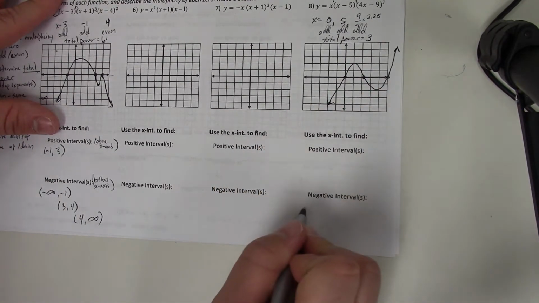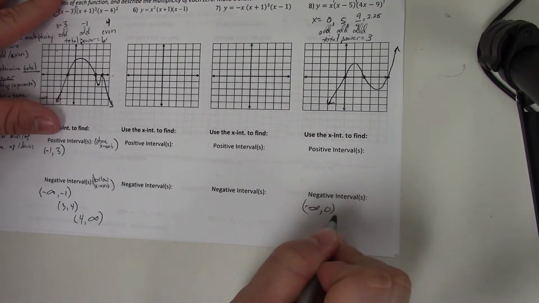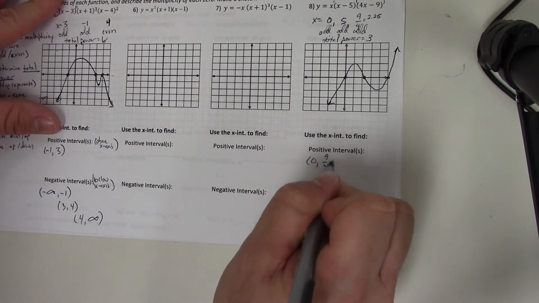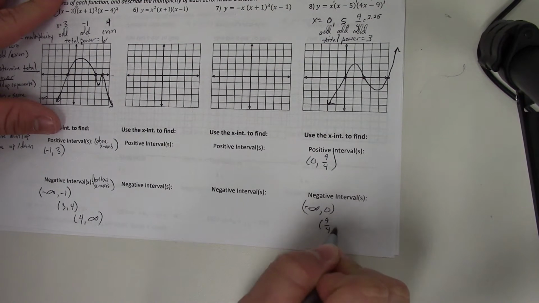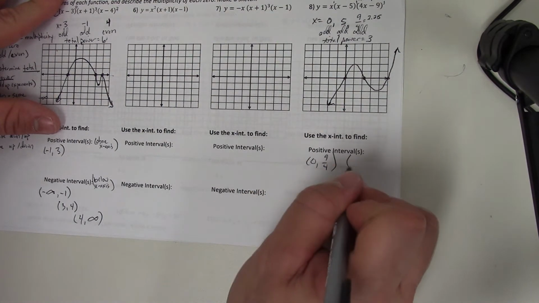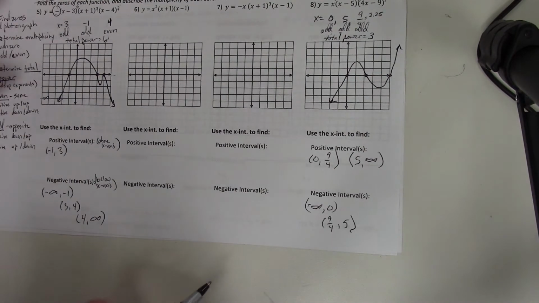Looking similarly at number 8, this should start to get a little bit more routine. From negative infinity to my first zero, which is at 0, it's negative. Then it's positive from 0 to 9/4, or if you actually wrote 2.25, that's not wrong. Then from 9/4 till I get to 5, it's in the negative realm again because it's below the line. And then after that, from 5 to infinity, it's all going to be positive.